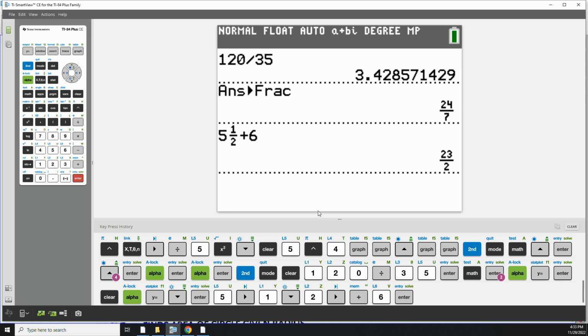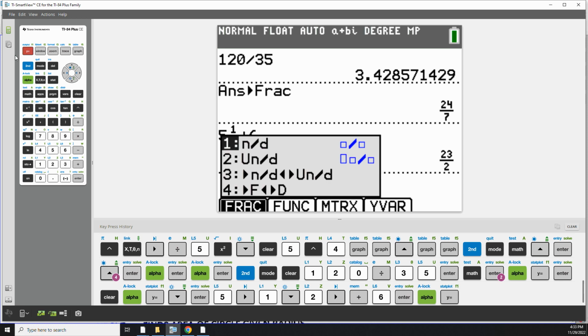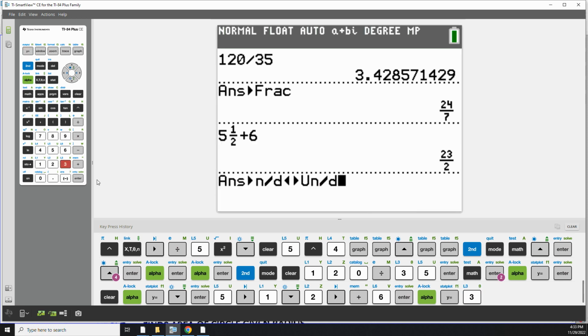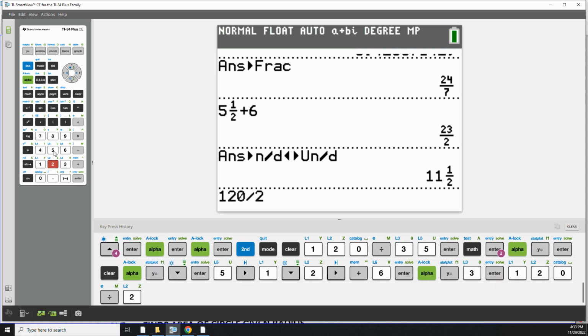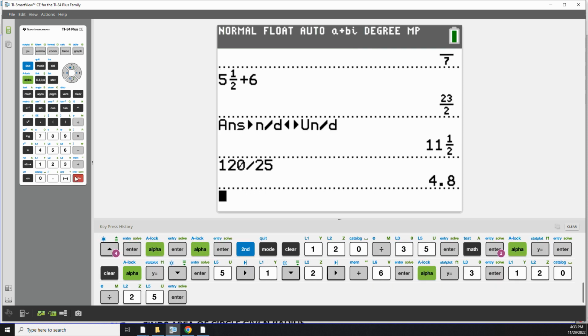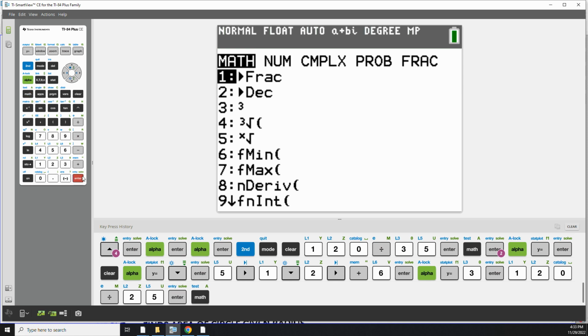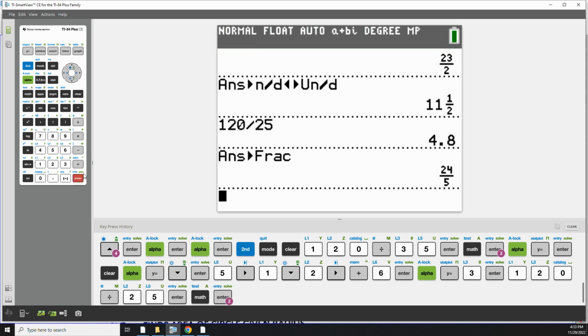What if you want your fracka to be a mixed number? Watch this. Alpha y equals 3. And 3 changes it into a mixed number. So I do this all the time. Are you ready? What's 120 divided by 25? Mathafracka. Oh no, they want a mixed number. Alpha y equals 3.